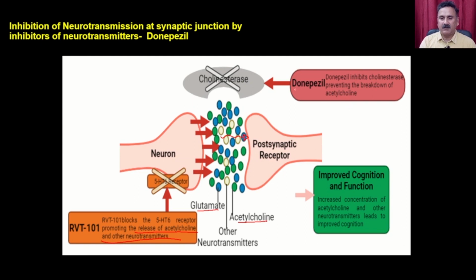Similarly, the other drug is called donepezil, and donepezil inhibits the cholinesterase, preventing the breakdown of acetylcholine. And how it works is that it is going to increase the concentration of acetylcholine and other neurotransmitters, leading to improved cognition.